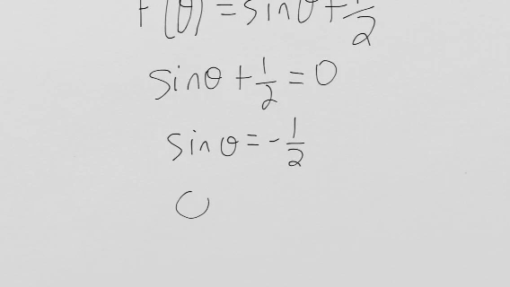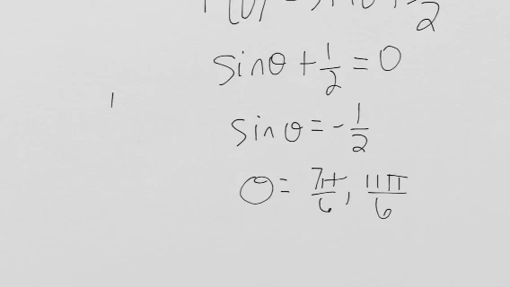So first we say that theta is 7 pi over 6 and 11 pi over 6. Those are our places where f prime could potentially switch signs. So 7 pi over 6, 11 pi over 6. That's where the derivative is equal to 0.